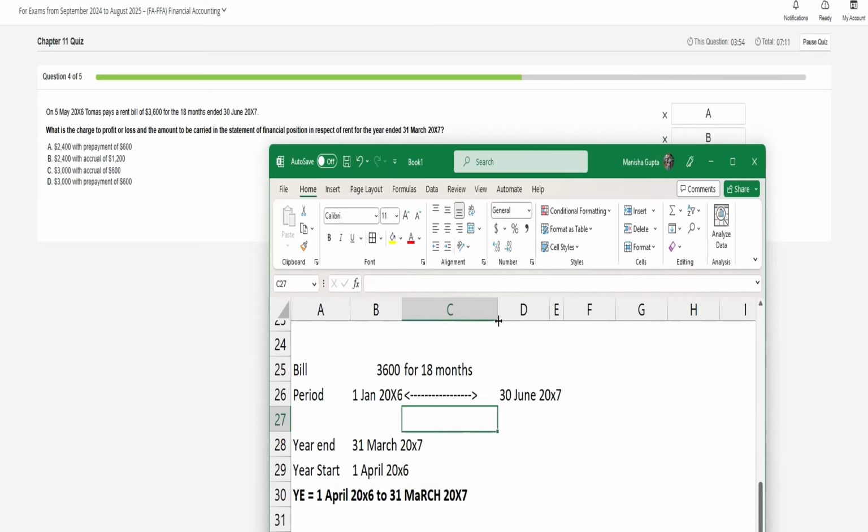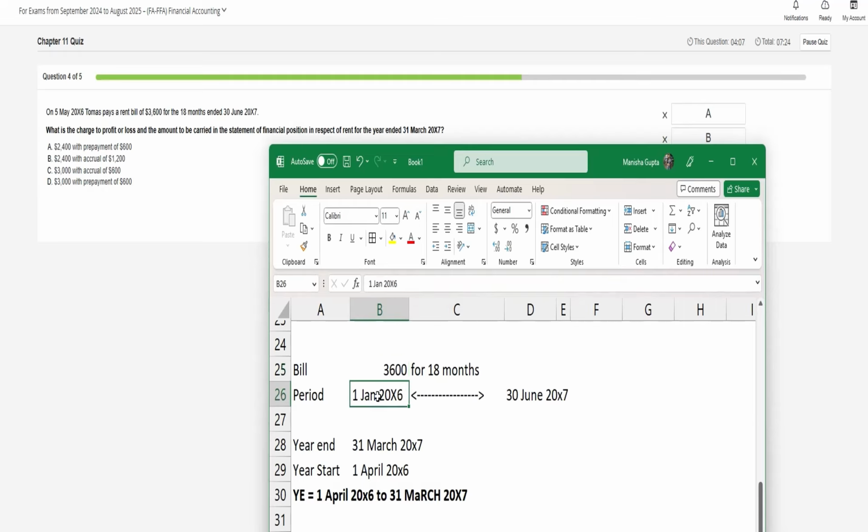Now the question is how much expense we will show in our current year end, and how much will be booked as prepayment or accrual. So now the question starts here. What is the start of this amount? From 1 Jan 20x6, but our accounting period starts on 1 April 20x6. That means from Jan to March we will not show any expense.